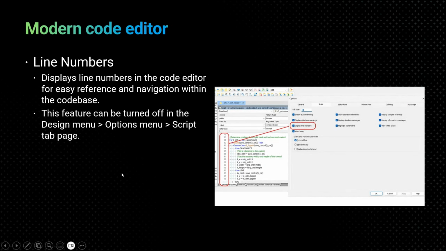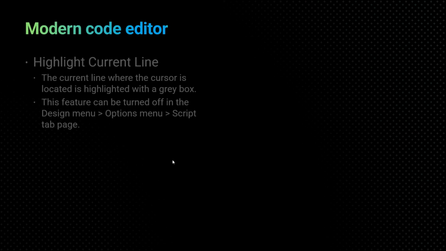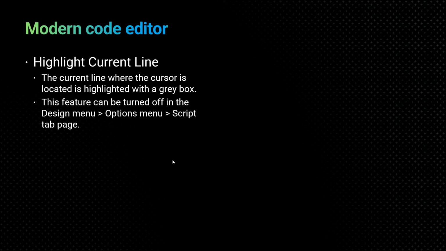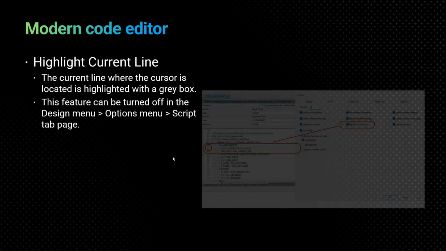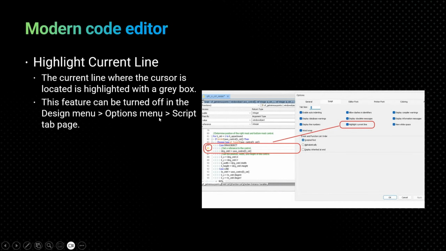Line numbers. There are now line numbers in the IDE. Now this is an option. This is the Designer Options tab that you can open up, and that's an option you can turn on or off depending on whether or not you actually like the line numbers. You don't have to use them if you don't want to. It's great for when you want to go to a line number though. So I like to have the line numbers.